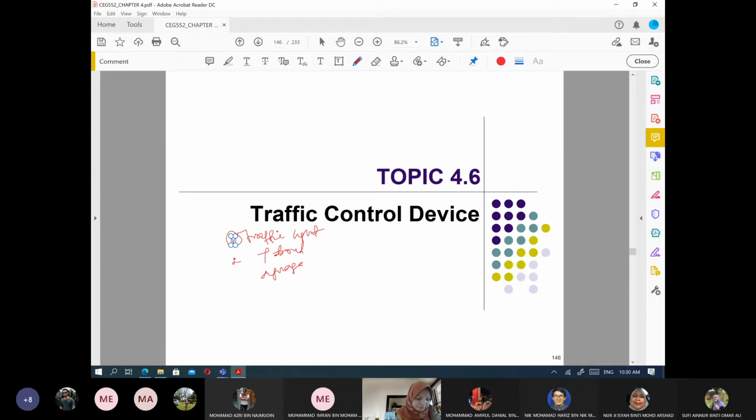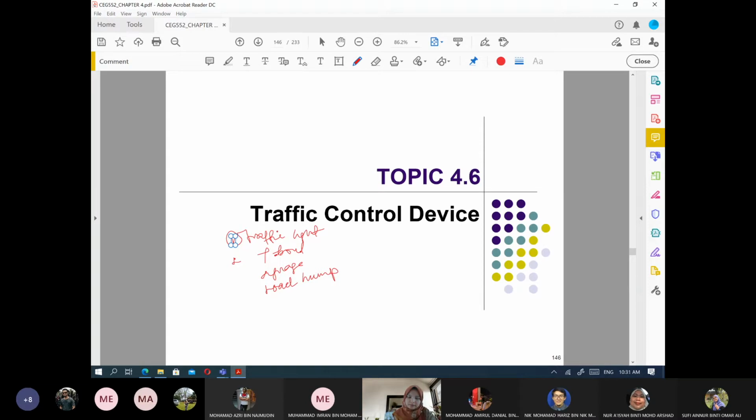What else? Any more else? Traffic, roundabout, signage, and then you have your road hump. Okay. What about what we call as just road marking, road surface marking? Is it control device?